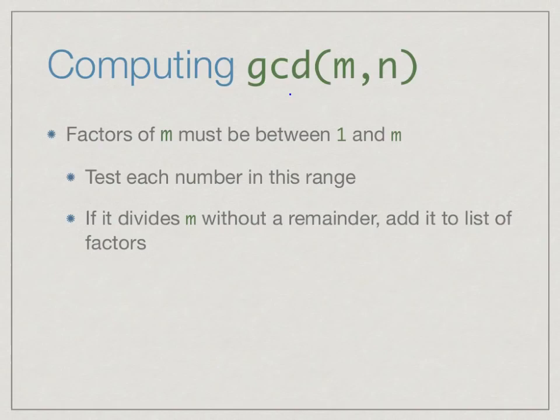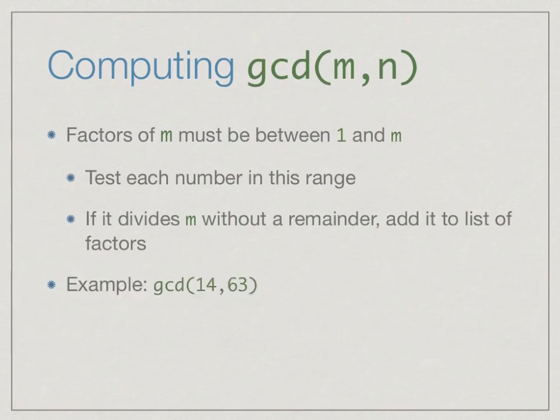So all we need to do to compute the factors of m is to test every number in the range 1 to m, and if it divides m without a remainder, then we add it to the list of factors. So we start with an empty list of factors and we consider in turn 1, 2, 3, 4 up to m, and for each such number we check whether if we divide m by this number we get a remainder of 0. If we get a remainder of 0, we add it to the list.